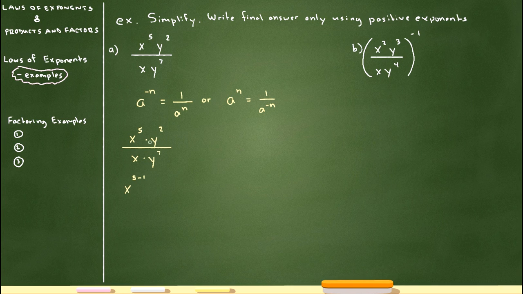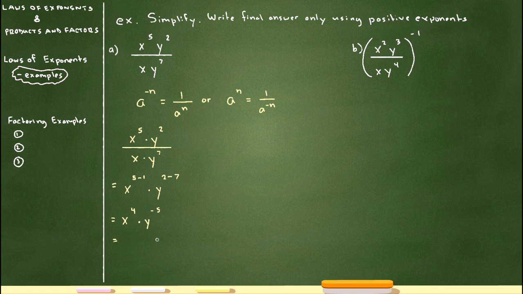Now we could take a look at the y's separately here too. It's going to be times y to the second divided by y to the seventh, according to the quotient rule, should be y to the top power minus the bottom power. Okay. Now, what do we get? That's going to be x to the fourth times y to the negative fifth.